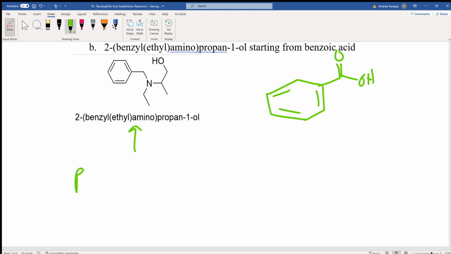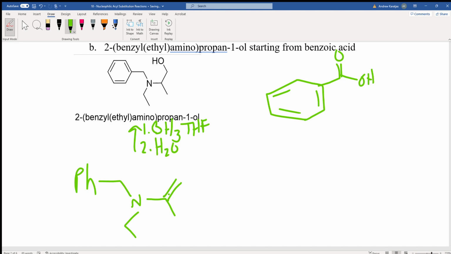But we could instead say that maybe that alcohol comes from an alkene. And we could make that alcohol, which we can see is the less substituted alcohol, through a hydroboration reaction.